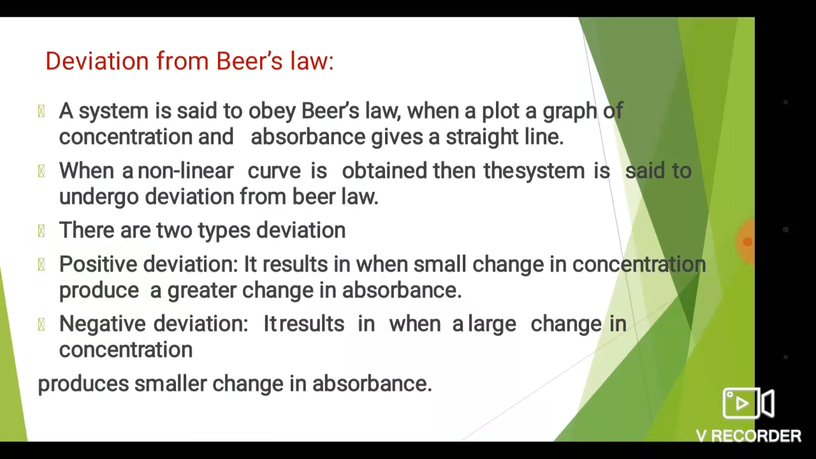Then what is the positive deviation? It results when a small change in concentration produces a greater change in absorbance. That means there is no linearity between absorbance and concentration; a greater increase in absorbance takes place with a slight change in concentration. Negative deviation results when a large change in concentration produces a smaller change in absorbance. It is the reverse of the positive deviation. If we change the concentration by a large amount but only a slight change occurs in the absorbance, we get the negative deviation.